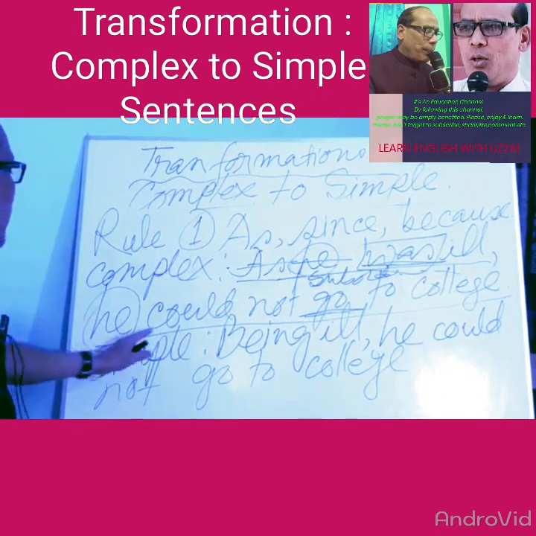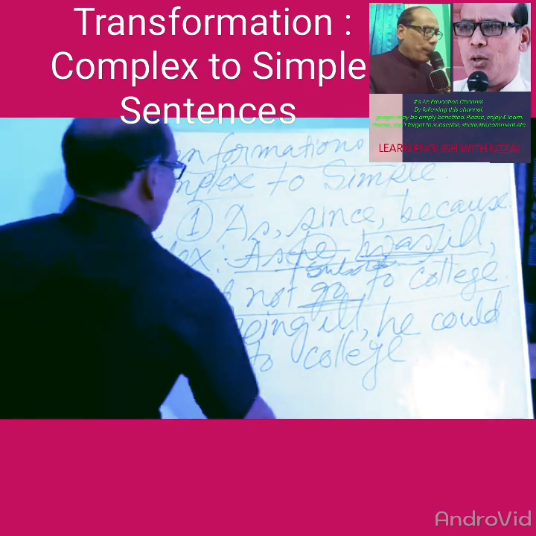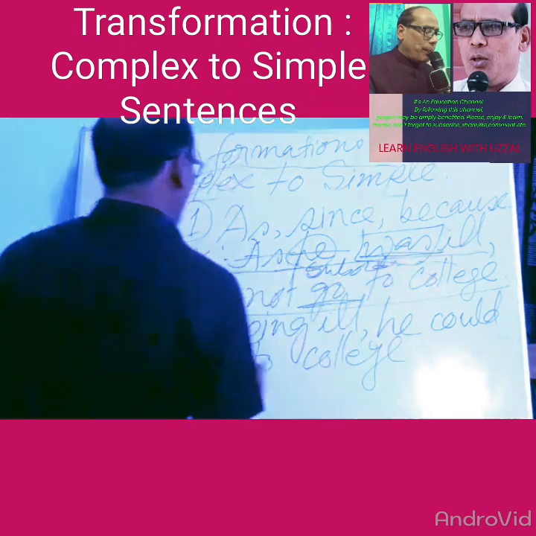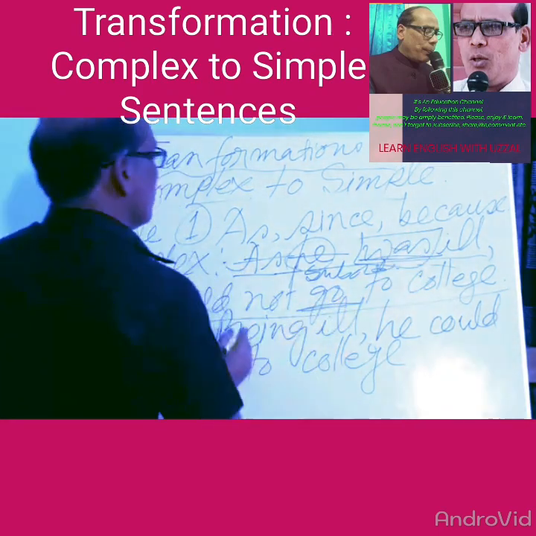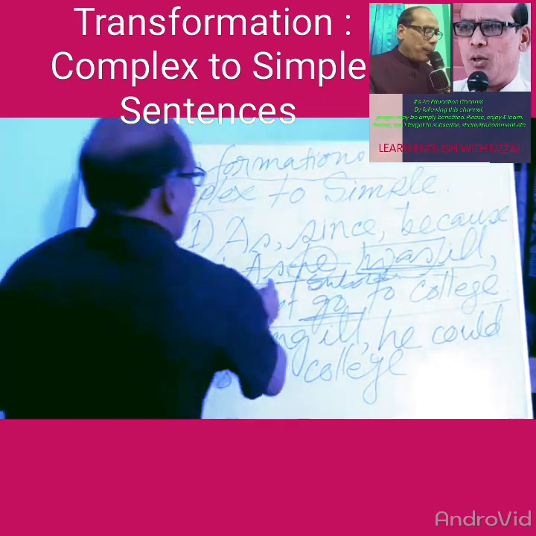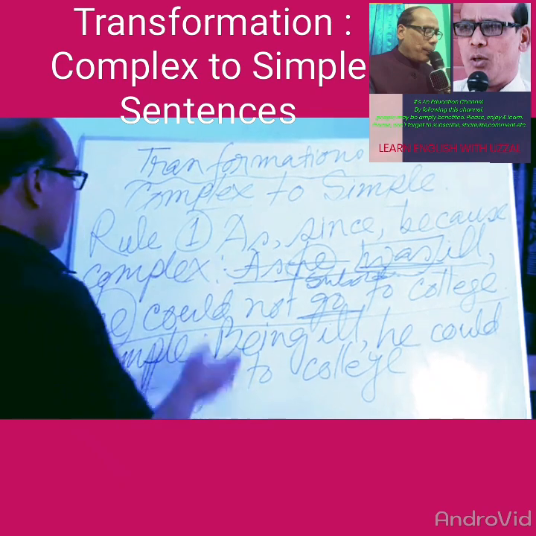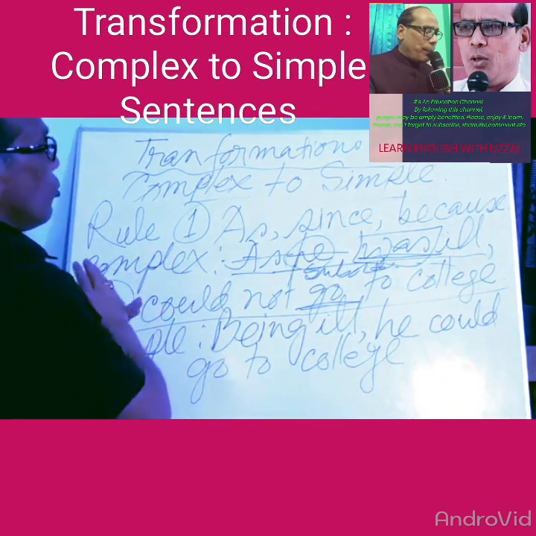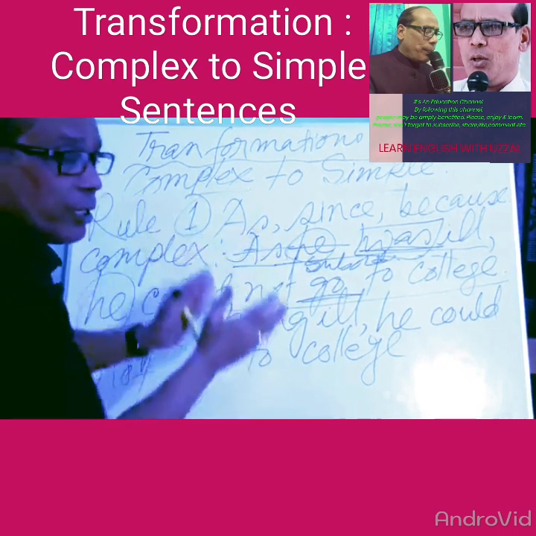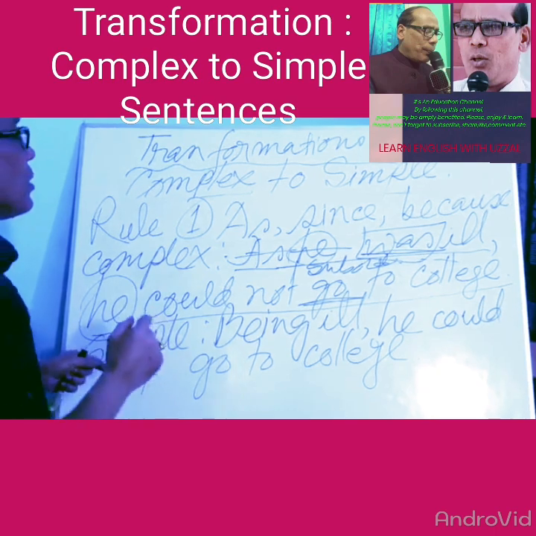Dear learners, you can see here in the given complex sentence, as he was ill, he could not go to college, the same subject, he and he, same subject. As it is a complex sentence, we have used a conjunction, that is as, and as will be omitted because a simple sentence doesn't have any conjunction. Simple sentence doesn't have any conjunction.